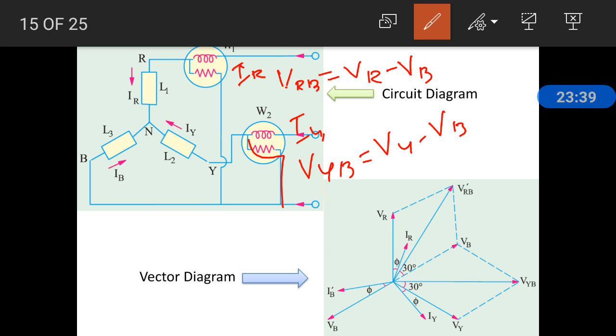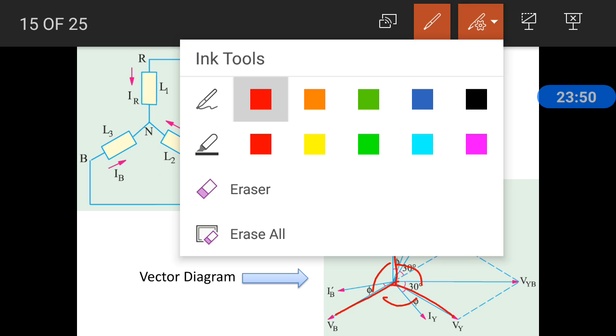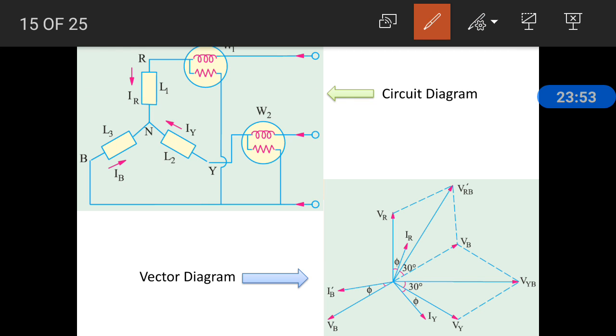So first we are going to discuss the vector diagram. VR, VY and VB are 120 degrees apart from each other, and the current IR is lagging by 5 degrees, just taken as a lagging condition. IR is lagging by 5 degrees from VR, so IR is here. Similarly, IY is lagging by 5 degrees from VY, so IY is here, and IB is lagging by 5 degrees from VB, so IB is here. These are the current conditions in the given load.